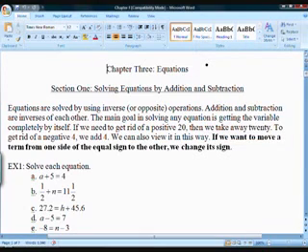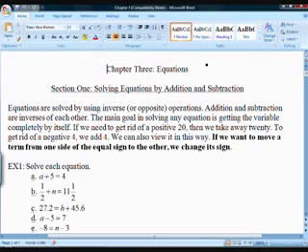Here we go. Chapter 3, Section 1, Solving Equations by Addition and Subtraction. From last year, this paragraph probably explains how you did it. It says equations are solved by using inverse or opposite operations. Addition and subtraction are inverses of each other. The main goal in solving any equation is getting the variable completely by itself.